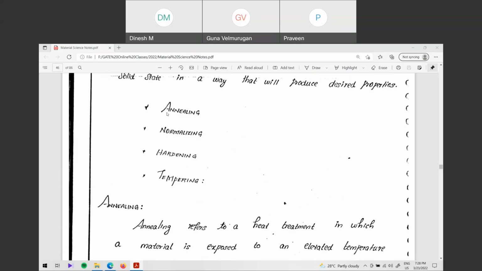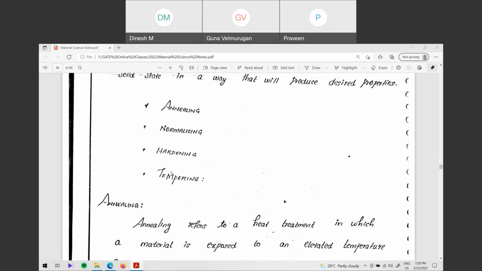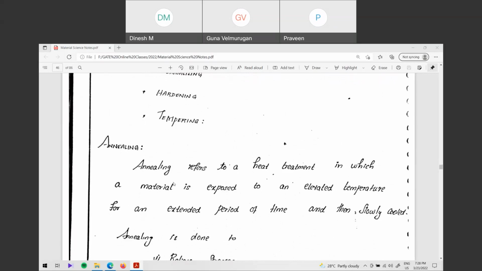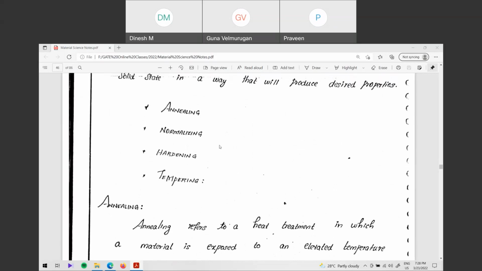Right? So annealing is the first one, and normalizing, hardening, and tempering. If you are discussing all these four, that's enough. That's the end of your material heat treatment. So what is annealing? I'm not going to discuss all of it. There are so many annealings, so many normalizings. I'm telling the basics.